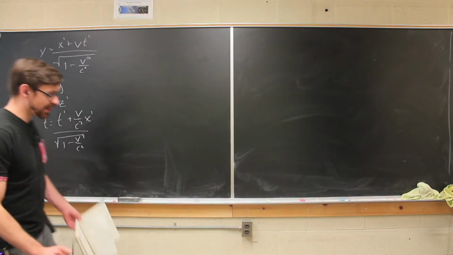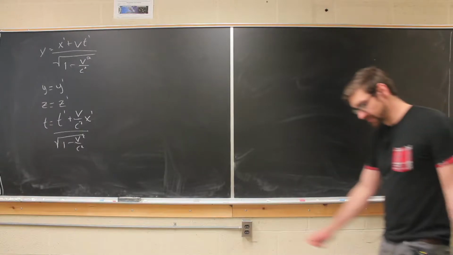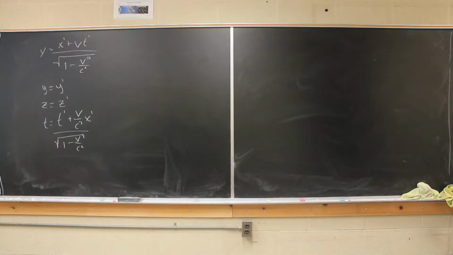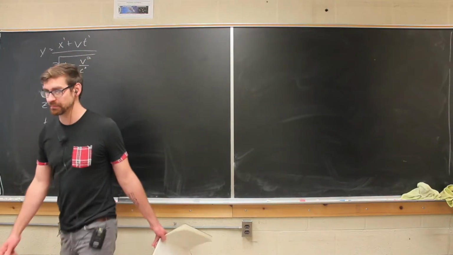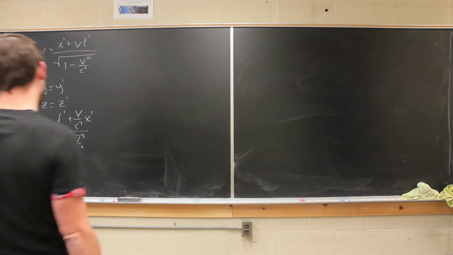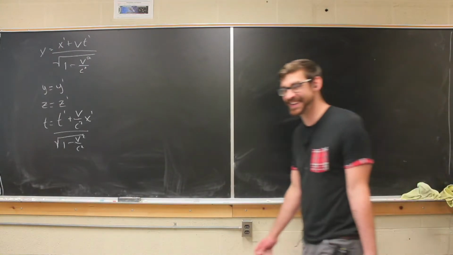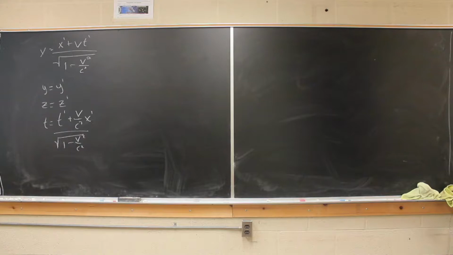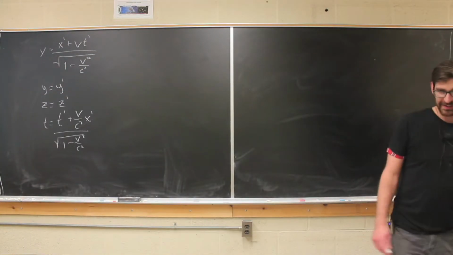So basically what we've been talking about is how we transform a set of coordinates from a stationary frame of reference that we've been calling K to a moving frame of reference we've been calling K prime. So all of the non-primed coordinates are associated with the K system of reference, and all the primed coordinates are associated with the moving frame of reference K prime.